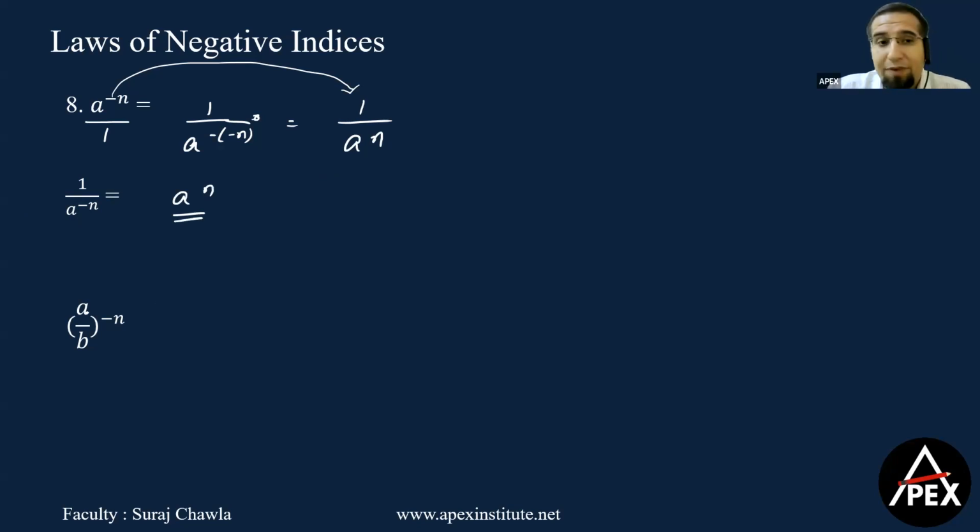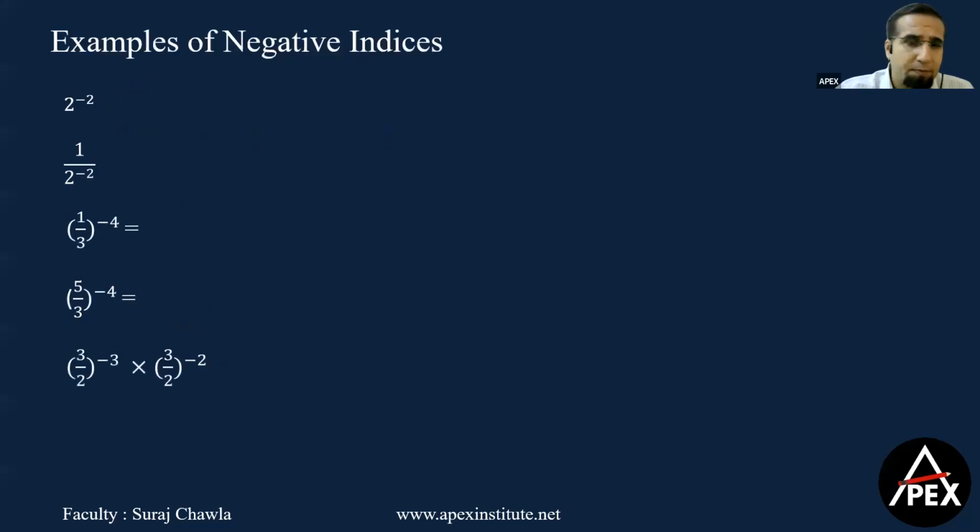Similarly here, if I'm given a fraction, let's say a by b whole to the power minus n. If I need to make the value of n positive, I have to flip the fraction. So to make the value of n positive, I first write b by a, and then this becomes whole to the power n. So these are three different ways in which we can get these values, and this is how we handle them. Let's look at a few examples.